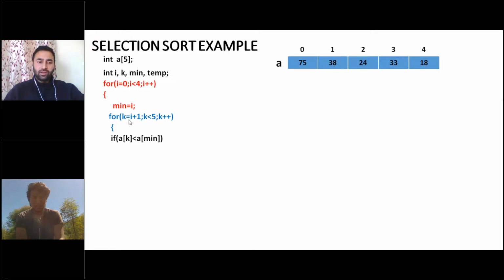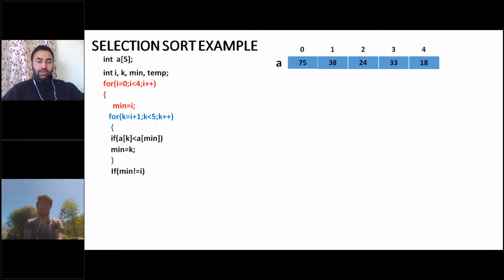So you have written code for this. If a of k is less than a of minimum, meaning the next number, if 38 is less than 75, what will you do? You will make minimum 38. So this is the statement: minimum will be equal to k. So this inner loop will run every time to cover the entire array, and you will find the minimum element, and then you will swap this minimum element with the 0th location.